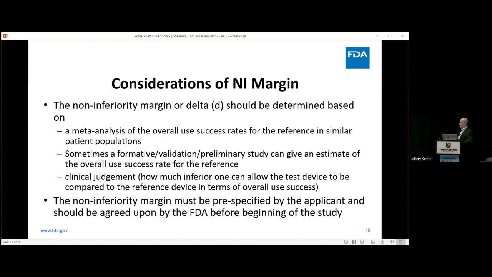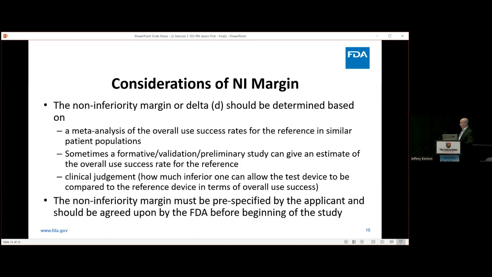So there's a lot of talk about non-inferiority margin, or delta. It should be determined based on meta-analysis of overall use success rates for the reference product and similar patient populations, or formative studies, validation studies, or preliminary studies can help you get an estimate of that overall use success rate for the reference. And then some clinical judgment. So how much inferiority can you allow for that test device compared to the reference in terms of overall use success to not have sort of clinical impact?